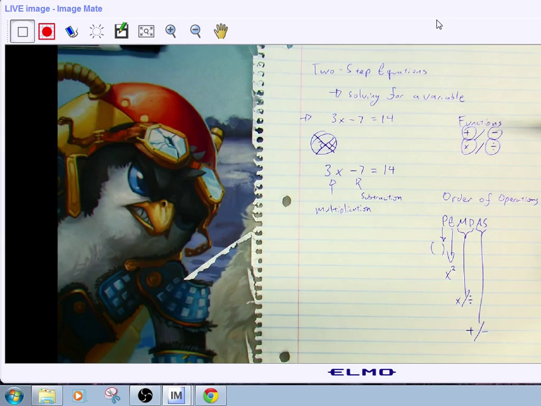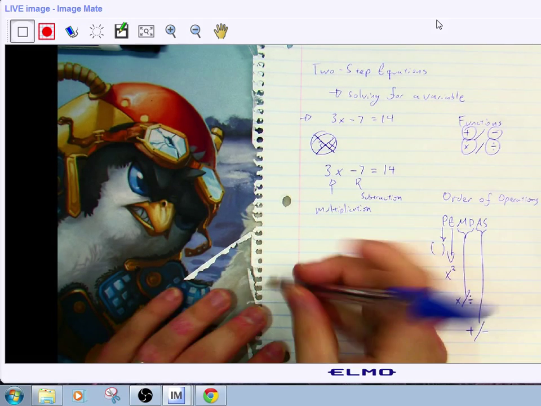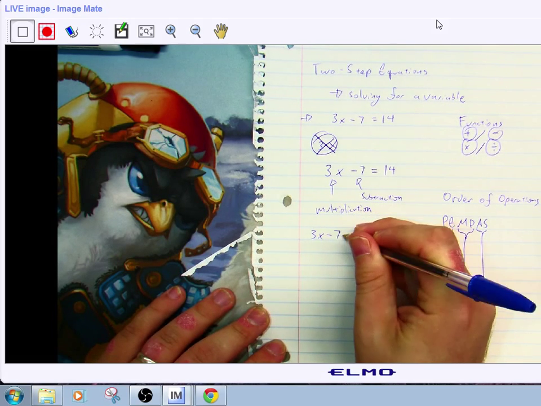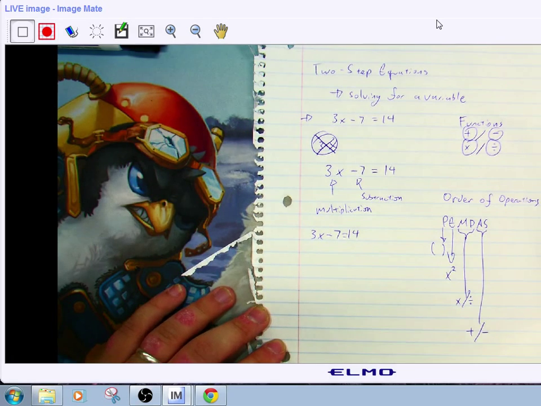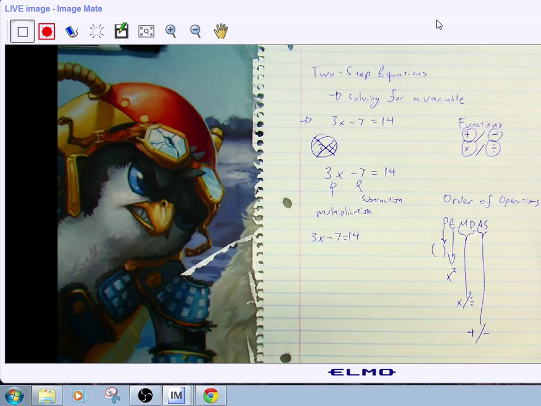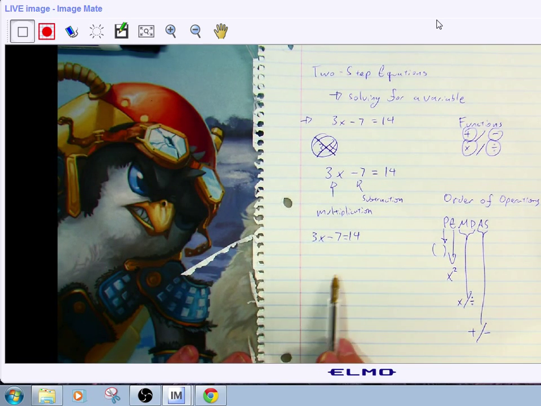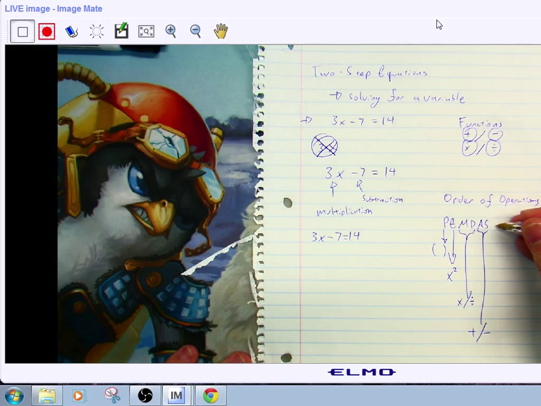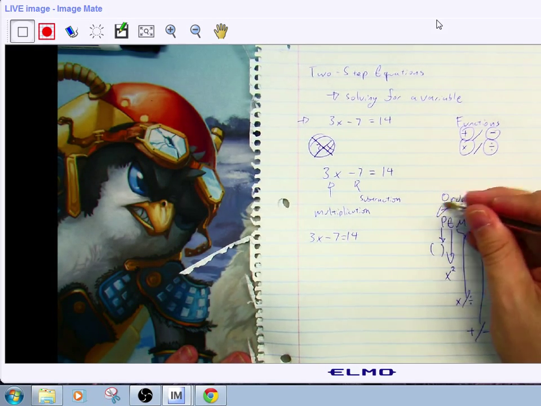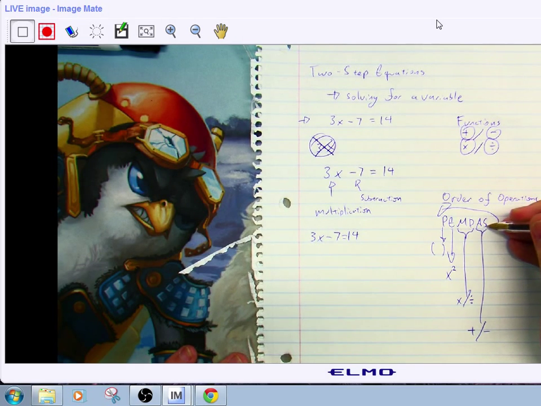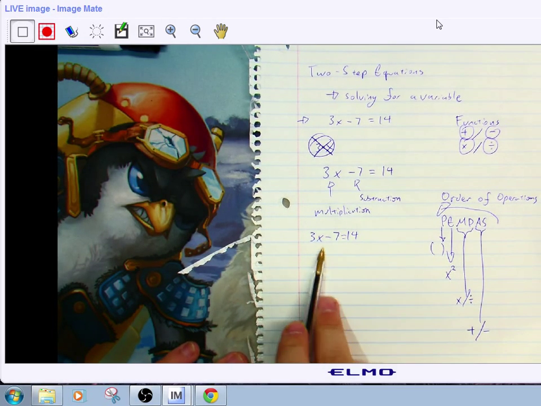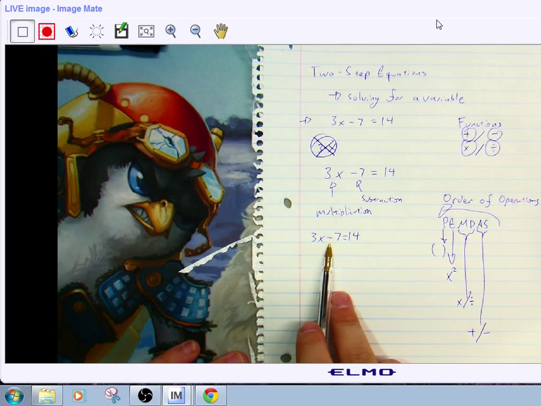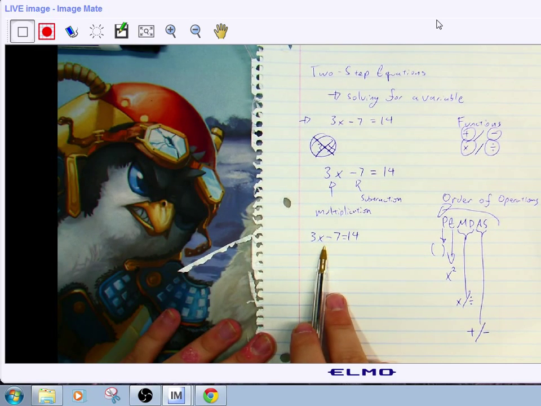So when I look at my two-step equation here, my 3x minus 7 equals 14, and you guys see I keep writing it over and over again because each time we're looking at a different element, and so rewriting it helps that. What I'm going to do is work backwards through my order of operations. So I'm going to start at S and A. I'm going to see, is there any addition or subtraction going on here that I can get rid of? Yeah, absolutely. I have this minus 7.